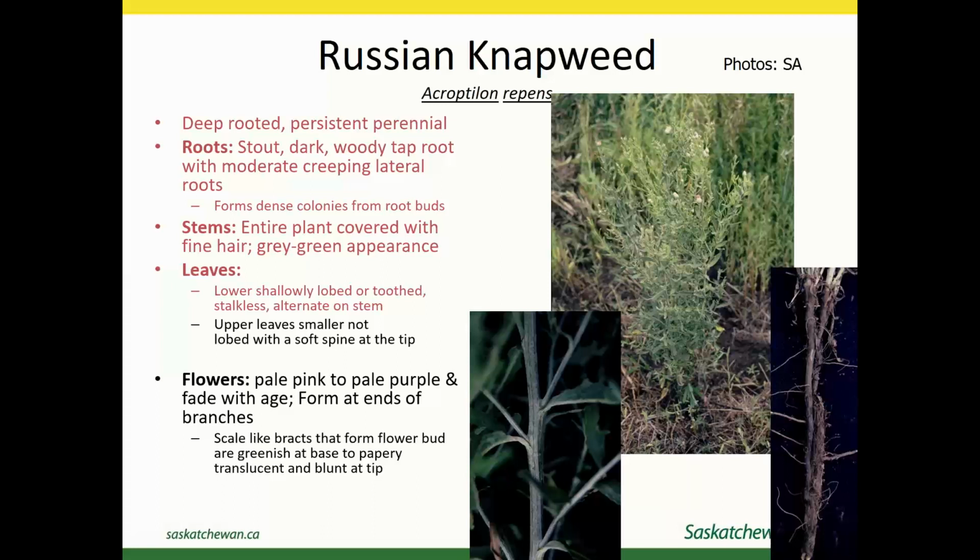And again, we refer to the scale-like bracts that are on the flower buds. Again, very similar size, the flower buds, to the other two knapweeds, or three knapweeds that we talked about. They're greenish colored buds. Their bracts are more of a green color than a gray color on the other two. And then at the tip, rather than hairs or spines, you've got a very translucent membrane-ish type of structure. And so that makes the bud appear more of a lighter whitish color.